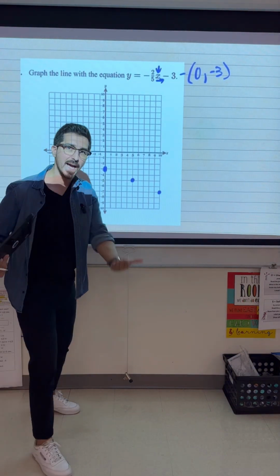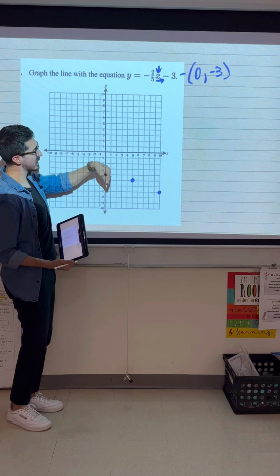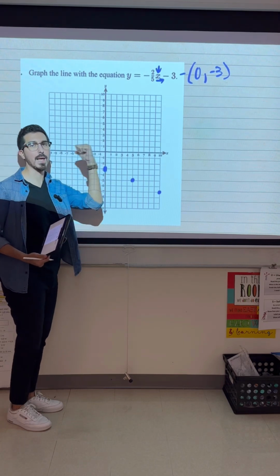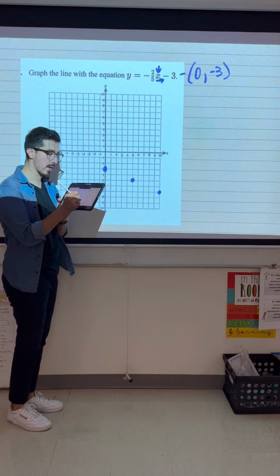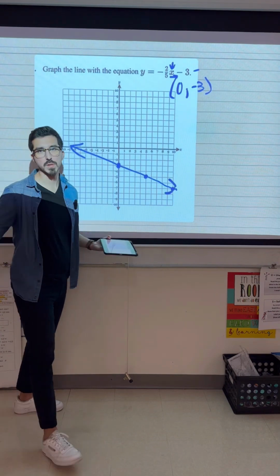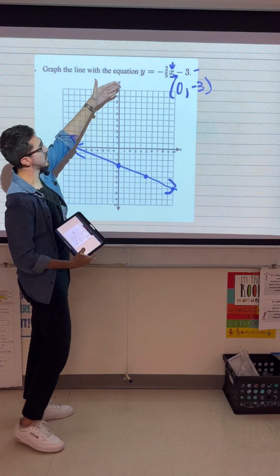But if you want the nice accurate line, go ahead and do the opposite. If I'm going down 2, right 5, I'm going to go up 2, left 5. So I'm going to draw my line. All right, bam, bam. So there's my graph for this equation right here.